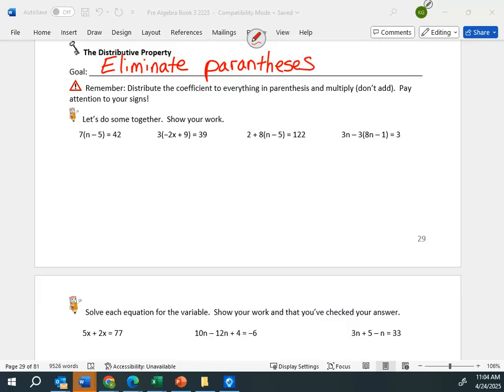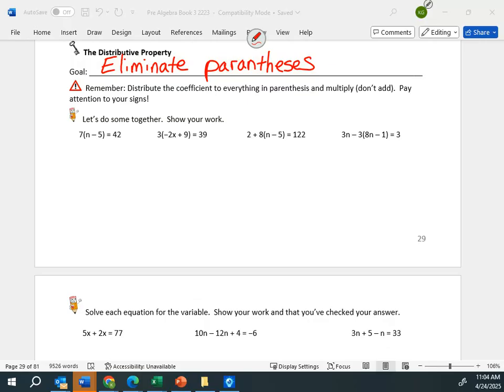So our goal is to get rid of the parentheses by multiplying that number 3. Right? So remember, distribute the coefficient to everything in the parentheses and multiply it through. You don't add it through. You're multiplying that number through to every term inside the parentheses. Pay attention to your signs.